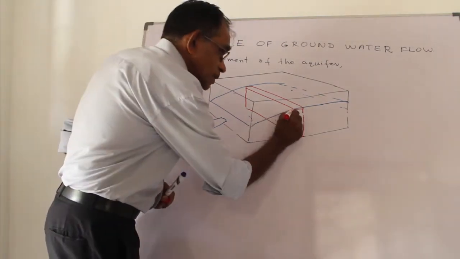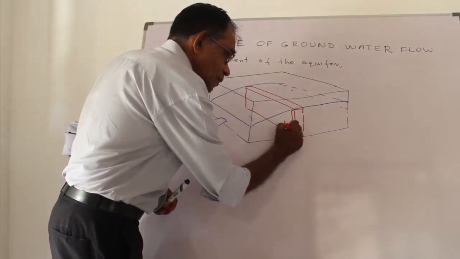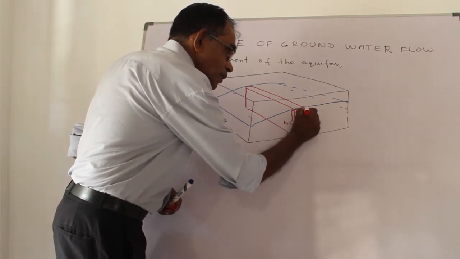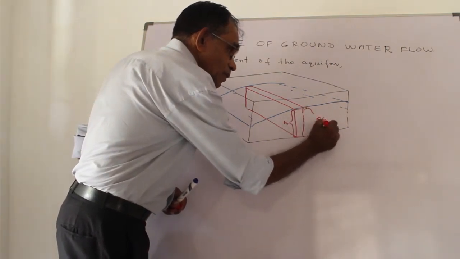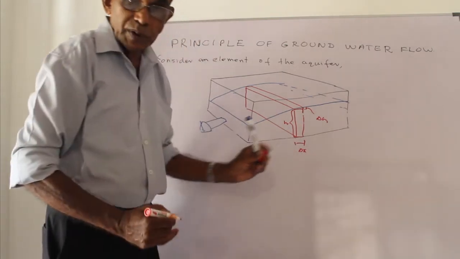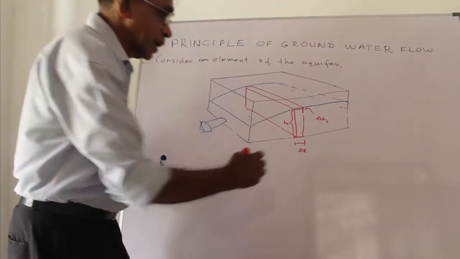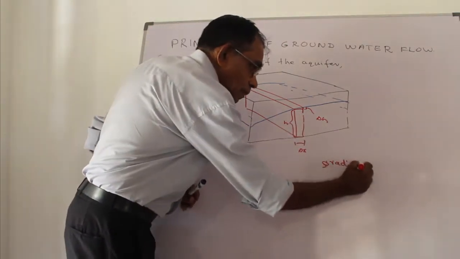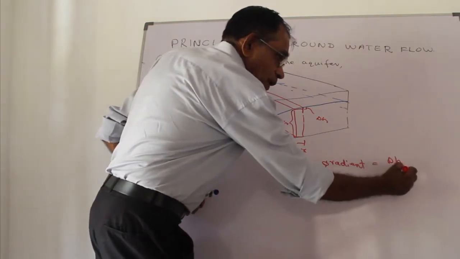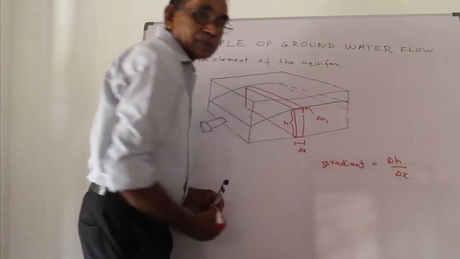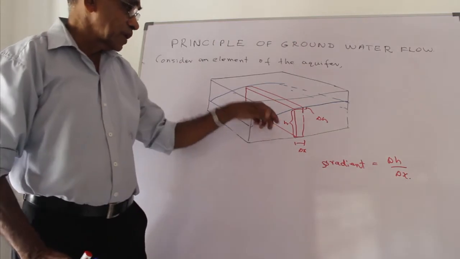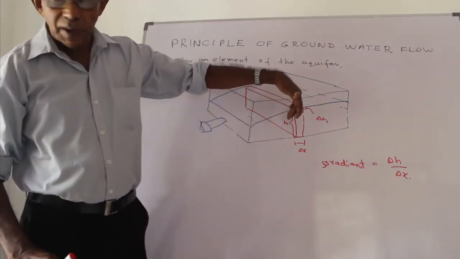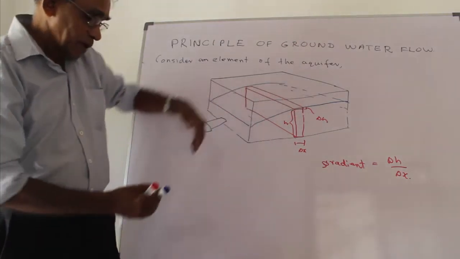Suppose this is of height h, this will be of height delta h. Consider this small distance to be delta x. The gradient here is delta h over delta x. And you can see that now it's a negative gradient. If you consider the direction of flow, the direction of flow is like this.